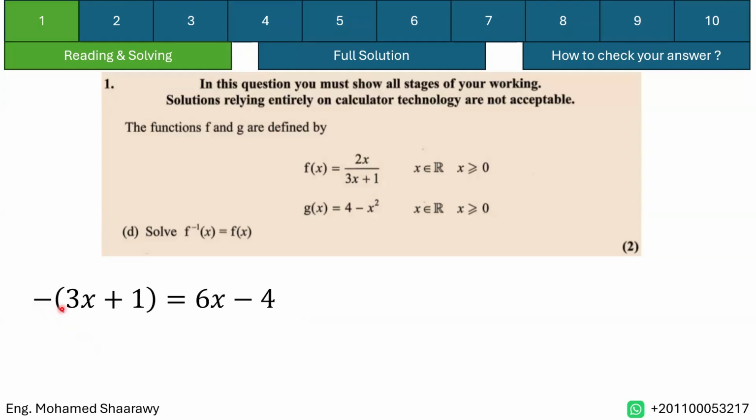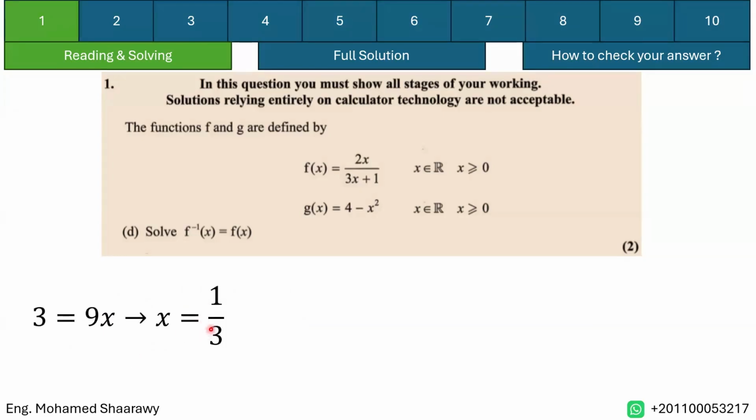Here negative 1 multiplied by these, so I'll expand this negative, it will be negative 3x minus 1. And now let's bring the x's all together on the same side, on the right hand side, so add both sides by 3x and add both sides by 4. So we have here 3 and we have here 9. So the other solution is x equals 1 over 3. So we have two intersections actually. One of them is 1 over 3 and the other is x equals 0.